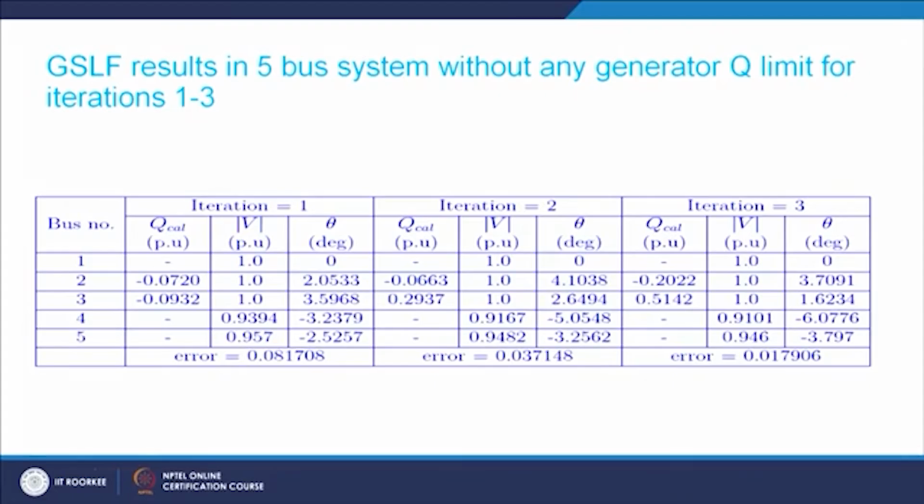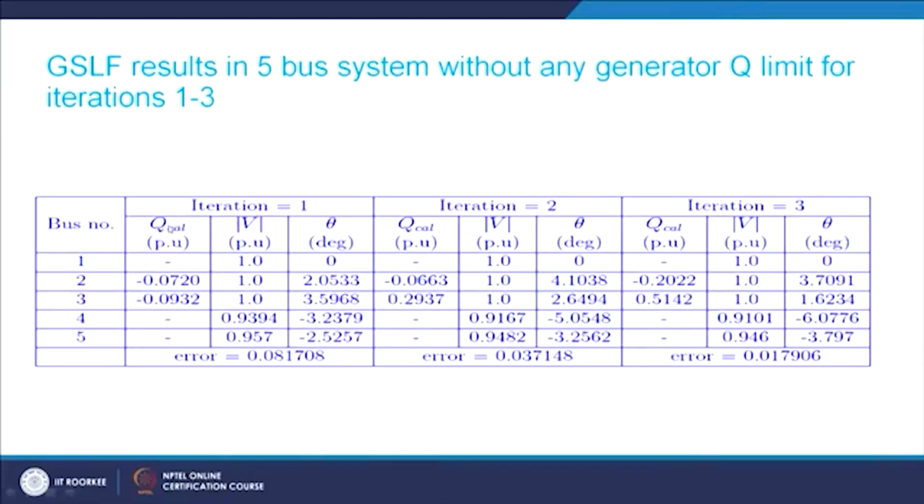So, in the first iteration, as we have said in our normal algorithm, as we have just now recapitulated our basic algorithm, what we have said is that for these two generators we will first calculate Q I. So, we have calculated Q I for bus 2 and bus 3 because these two are the generators. Now, our limit is minus 5 per unit to plus 5 per unit. So, obviously, these two values are well within their limit.